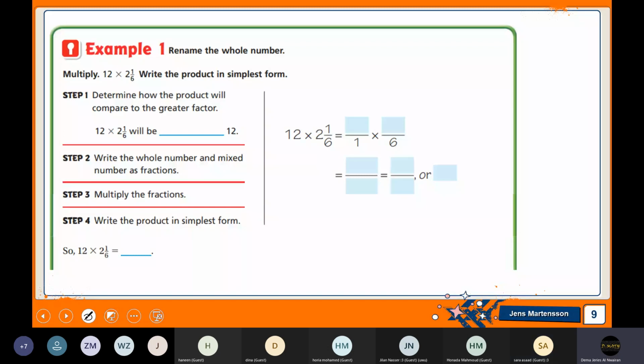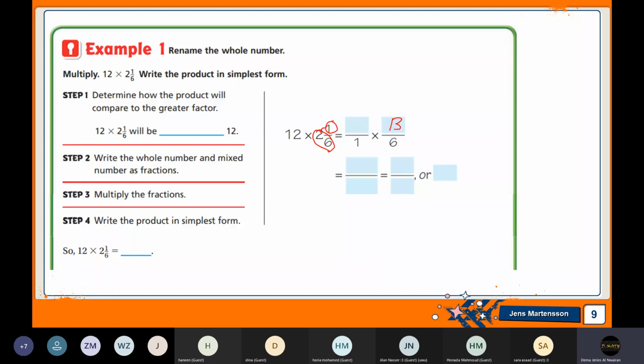See, 6 times 2 is 12. 12 plus 1 is 13. So it's 13 over 6. And you have to put the 12 over 1.